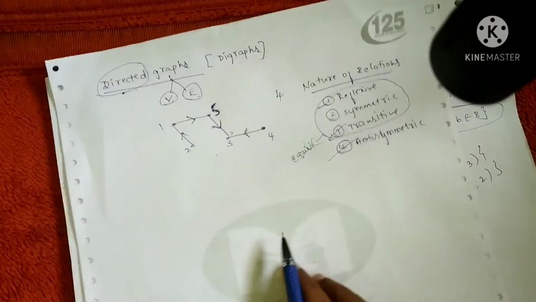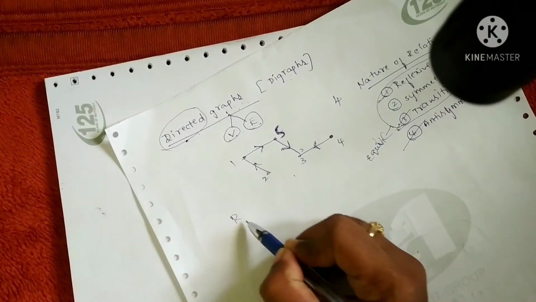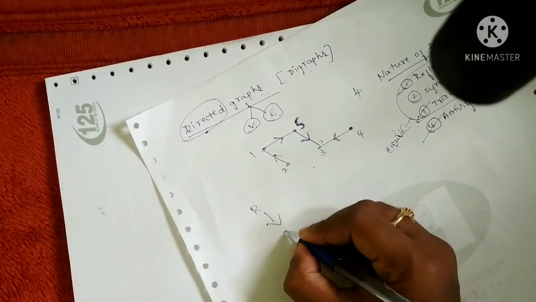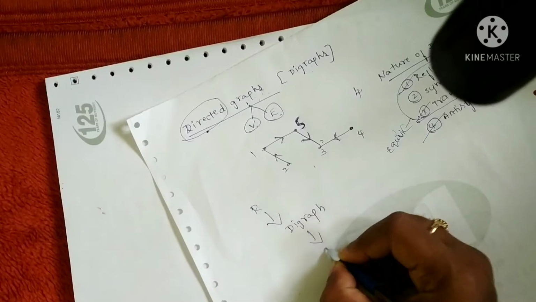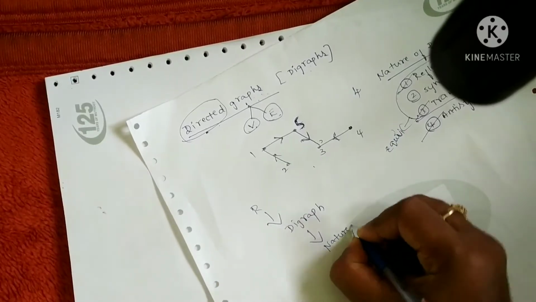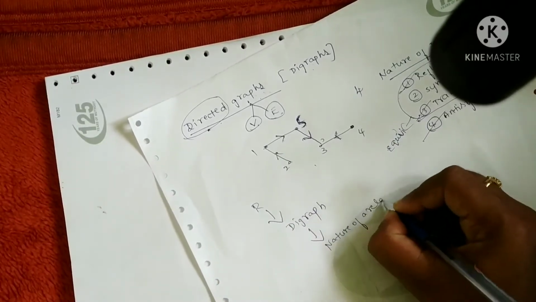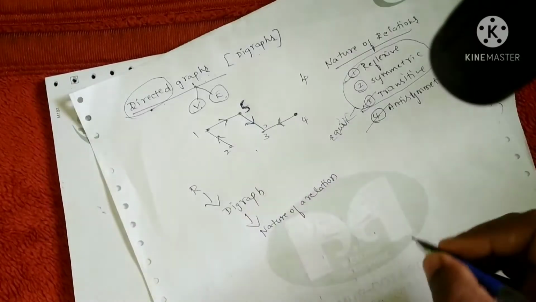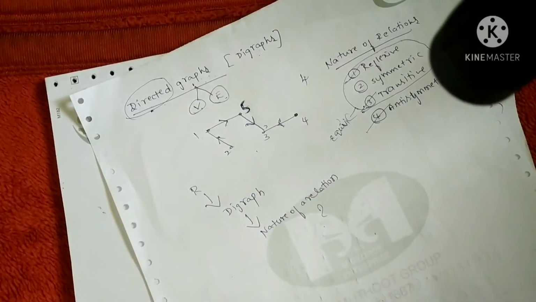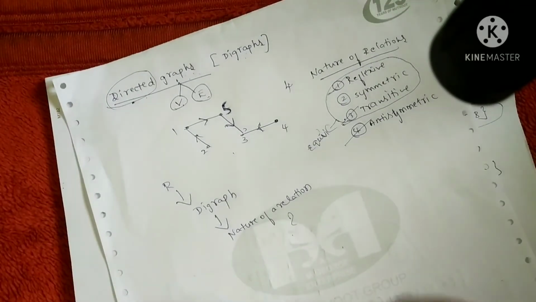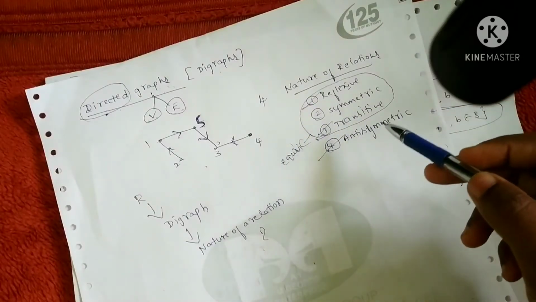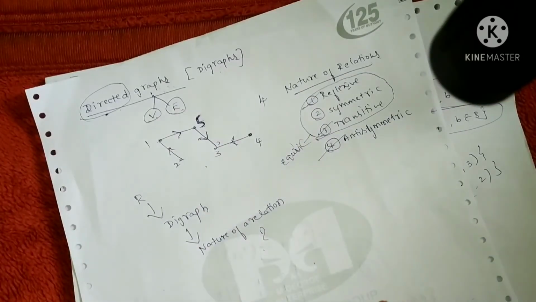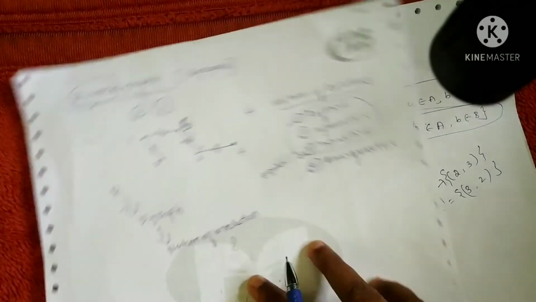Now the second one is, given a relation R, we are going to convert that into a digraph. Now, deciding the nature of a relation. The doubt arises: how can we say, just by looking at a graph, whether it is reflexive or symmetric or transitive or antisymmetric? How can we decide? Now let me explain.